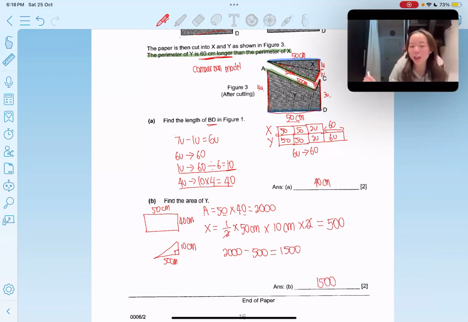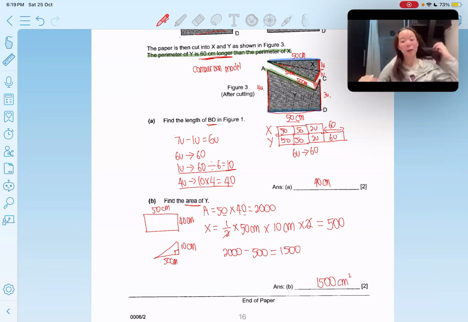Can you tell me what is missing in my answer, before I minus half a mark? I need to write down my units, which is cm squared. The unit for area is cm squared. So this is your answer. I hope that this helps you to understand such questions better and you will be able to solve it easily the next time you see it.